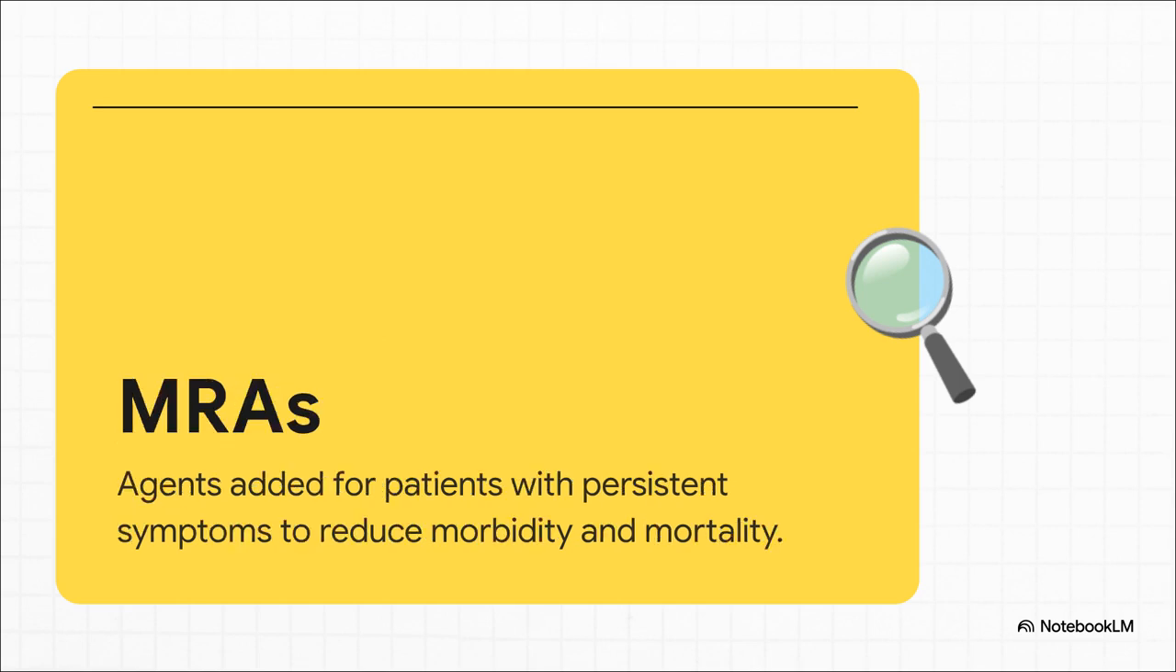Our third pillar involves MRAs, or mineralocorticoid receptor antagonists. We're talking about medications like spironolactone or eplerenone. These are absolutely vital additions, especially for patients who are still fighting persistent symptoms. By blocking the harmful effects of aldosterone, MRAs step in to further drive down both morbidity and mortality. They really solidify the structural integrity of our treatment plan.